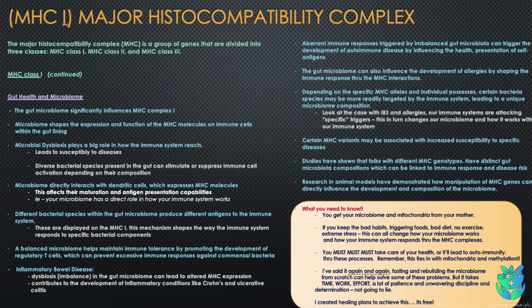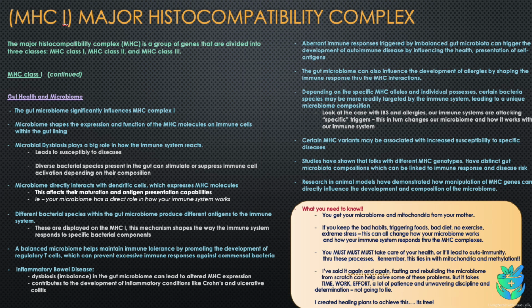Different bacteria species within the gut microbiome produce different antigens to the immune system. These are displayed on the MHC1. This mechanism shapes the way the immune system responds to specific bacterial components. A balanced microbiome helps maintain immune tolerance by promoting the development of regulatory T cells, which can prevent excessive immune responses against the commensal bacteria.